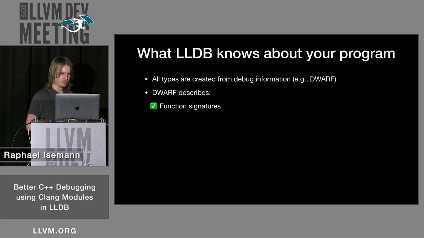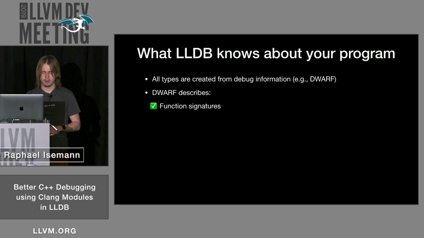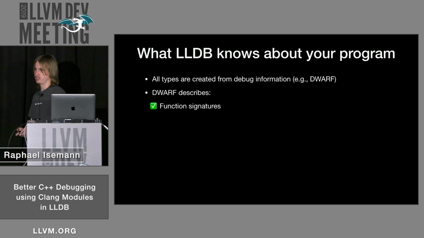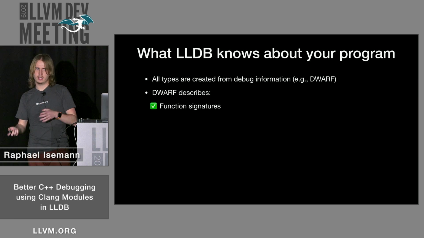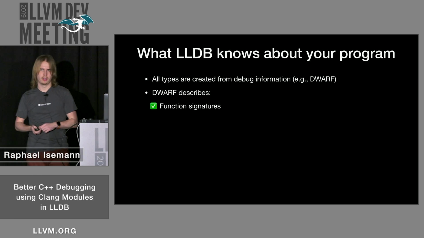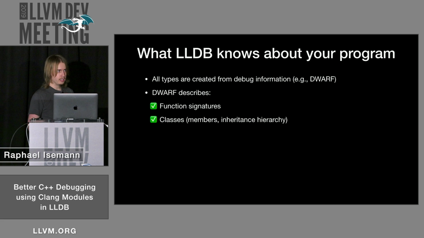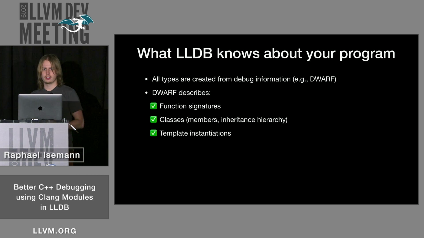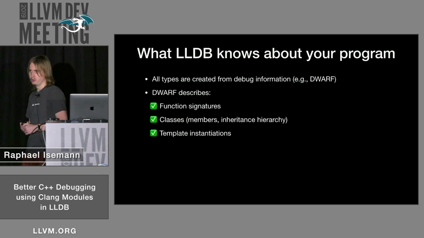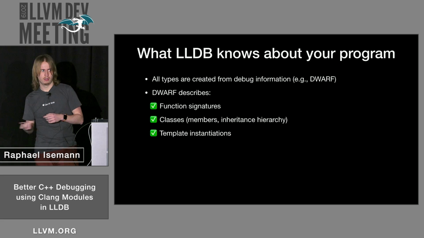So DWARF describes, for example, the functions you used in your program and their signatures. So it knows the parameters and the return value and the name of the functions you have in your program. It knows classes, what members they have, their inheritance, and it knows template instantiations. So it knows that the program has a vector of int.